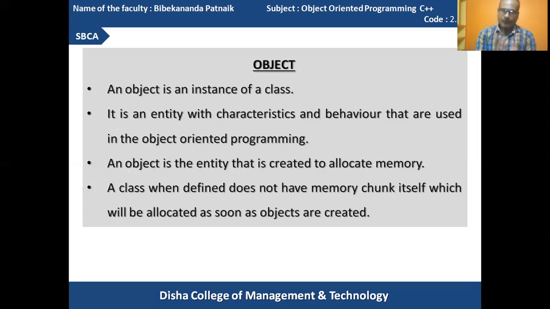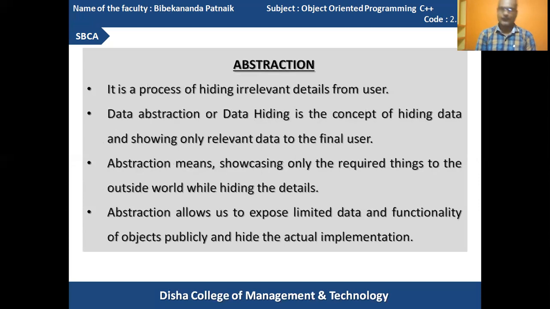So that's why the object is basically called the instance of a class, and that is basically called the example of the subsequent class. And the next in the list, that is called abstraction.